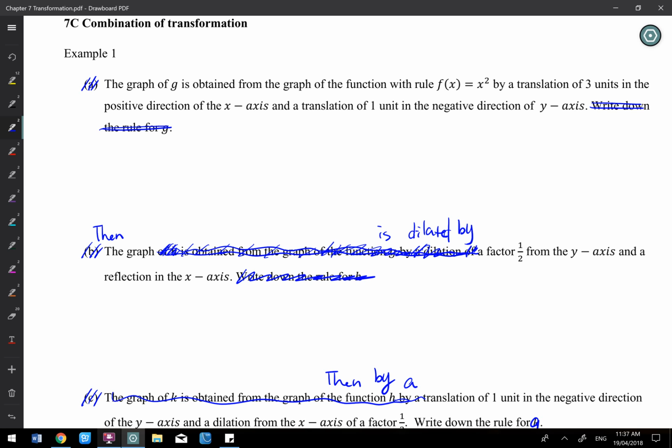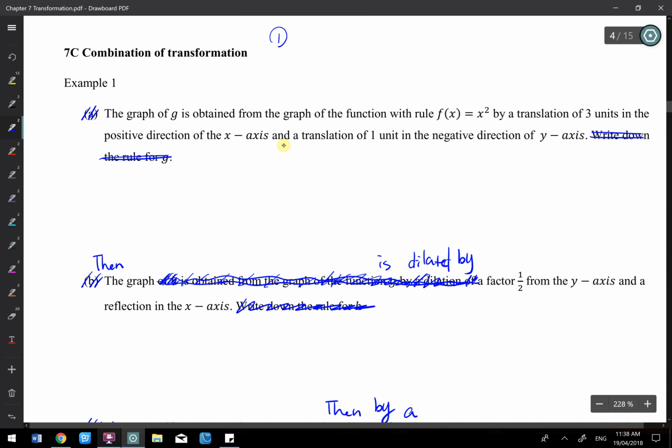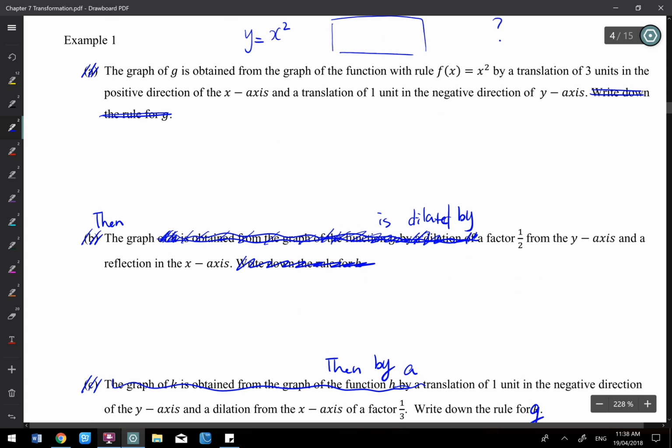The graph of g is obtained from the function f(x) equals x squared. So what I will do for this one, let's say 1, 2, and 3. I'm looking for number 3, which is the result. I don't want to use f(x). I will use y equals x squared because I want x and y. And then I want to see what's in the middle according to this language, like these words.